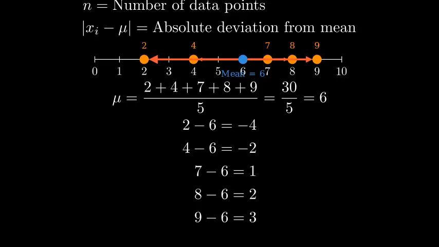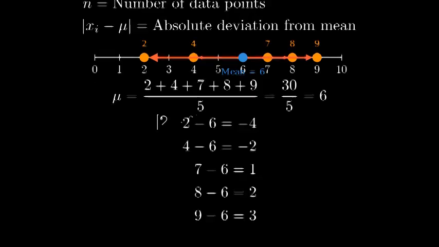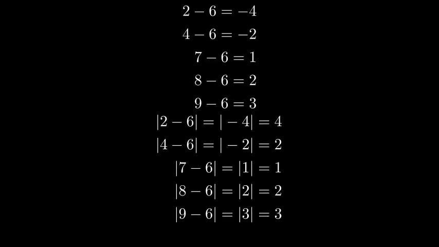Now, for the mean deviation, we need to take the absolute values of these deviations, which means we ignore the negative signs. So, the absolute deviations are: for 2, the absolute value of negative 4 equals 4. For 4, the absolute value of negative 2 equals 2. For 7, the absolute value of 1 equals 1. For 8, the absolute value of 2 equals 2. And for 9, the absolute value of 3 equals 3.